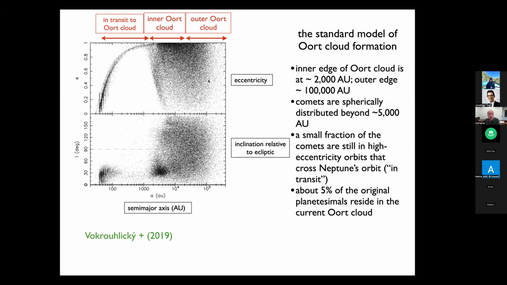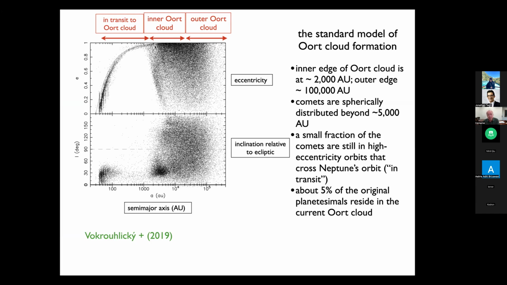This shows the distribution of surviving test particles after 5 billion years. This is the semi-major axis, and this is eccentricity and inclination relative to the ecliptic. This cloud of points here is the Oort cloud. You can see that it starts with an edge of around 2,000 astronomical units and goes out to at least 100,000 astronomical units. It's roughly spherical and isotropic, as we observe, once you get beyond about 5,000 astronomical units.